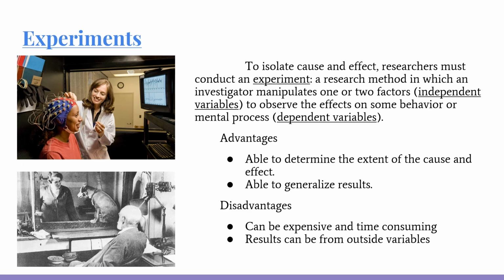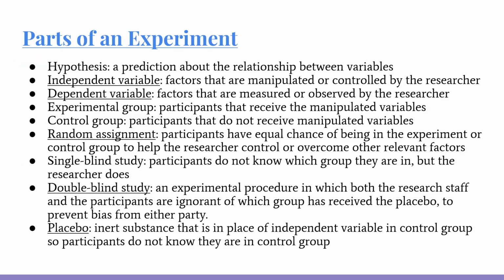So, parts of an experiment. I'm sure most of you know these: hypotheses. The independent variable is the factor being manipulated, and the dependent variables are the factors that are measured or observed, so the outcomes. Then the experimental group is the participants that receive the manipulated variables, and the control group is the participants that do not receive the manipulated variables.